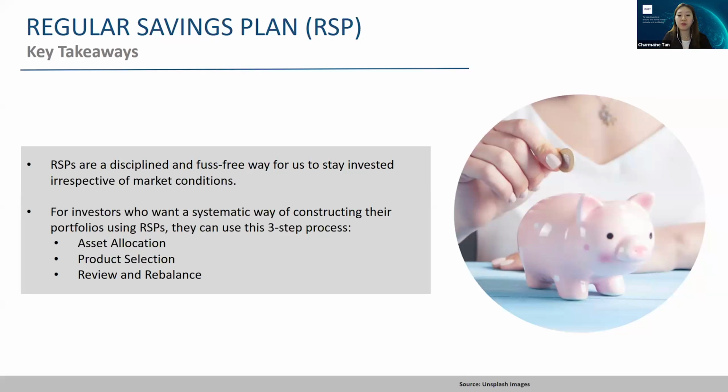The first step is to decide your preferred asset allocation by understanding your risk tolerance. The next step is to select the products that you believe are suitable for you, and also what kind of exposure you want, the type of ETF that you want. And the final step is to conduct a regular review and rebalance your portfolio, especially if your asset weights deviate substantially from the initial target portfolio.